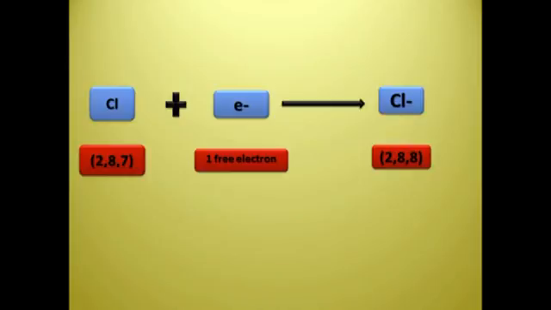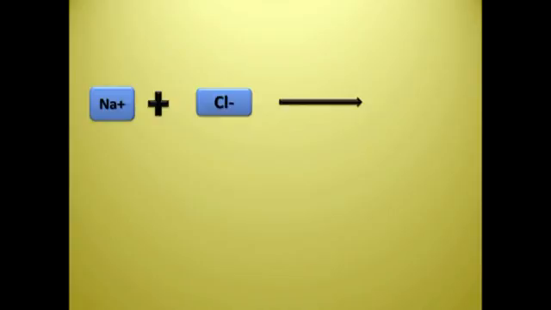Now let us see some extraordinary example. Oppositely charged ions, like negative and positive charge: the positive ion of sodium plus the negative ion of chlorine gives NaCl, means the molecule of sodium chloride.